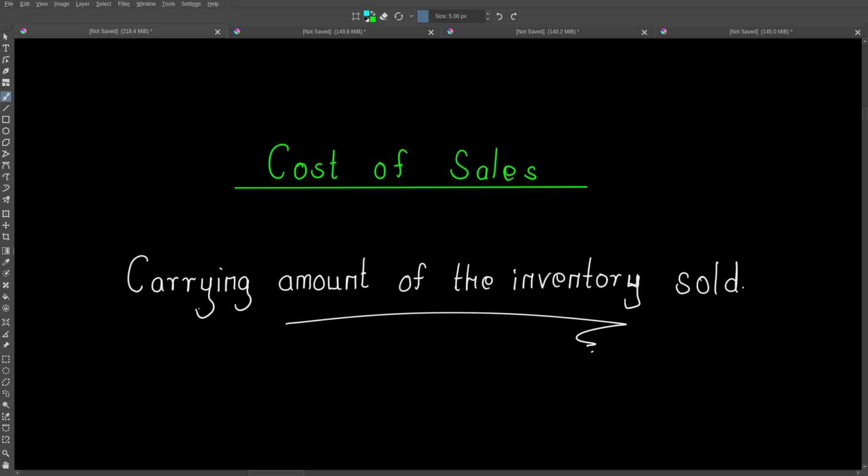Hello, let us get to understand what we refer to as cost of sales, or rather commonly known as cost of goods sold as well, okay? So cost of sales is basically the carrying amount of the inventory that you have sold, okay? So we recognize this cost of sales. One thing you should know, this is an expense to the business. This is an expense to the business, and it is recognized at the point of sale. The moment you sell this inventory, then you recognize this expense, okay?